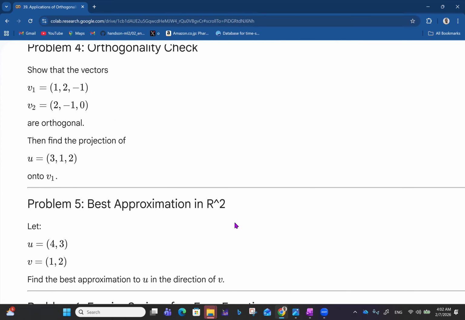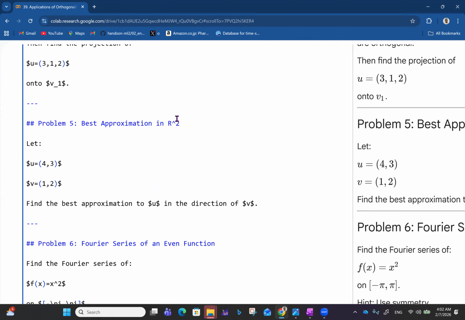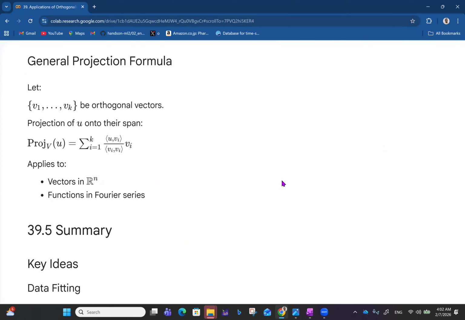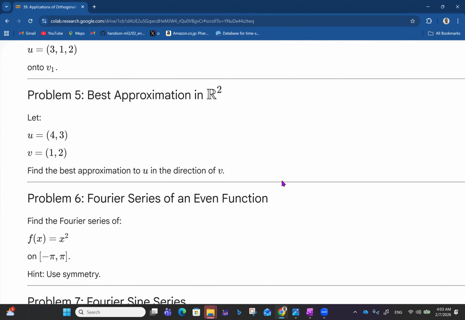So best approximation in R2. Okay, this is the kind of thing I knew I was going to see most likely. So just put this right here and then close up with the dollar sign, and we have that again. So I come back and see it's looking beautiful. Let U be 4, 3 and V be 1, 2. Find the best approximation of U in the direction of V. Okay, so I think that's going to be the projection thing like that.